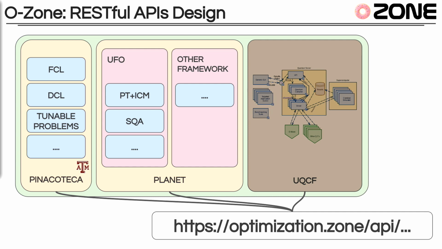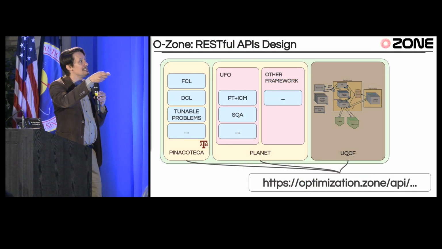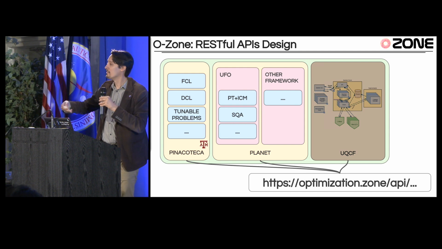And I want to mention the Pinacoteca, which is an internal project at Texas A&M, which is actually a service such that you can ask for tunable problems. It can be anything. And then the server gives you instances blindly, in the sense that you don't know how they have been designed, but you can decide the hardness. So you can benchmark your own machine. And at a certain point, UFO will be available under the same optimization zone. Then you can, for example, download some instances and run them on the cloud UFO, and then compare the results with your own benchmarks. For security reasons, right now this UQCF is behind the NASA firewall, but we hope in the future to make it available.